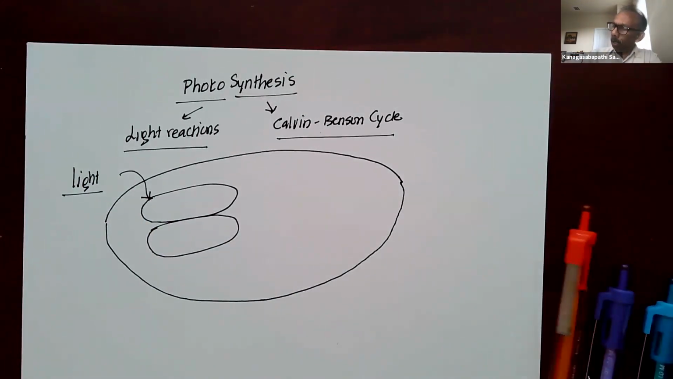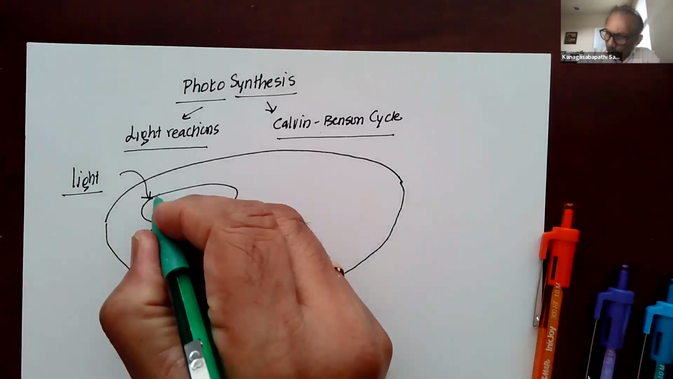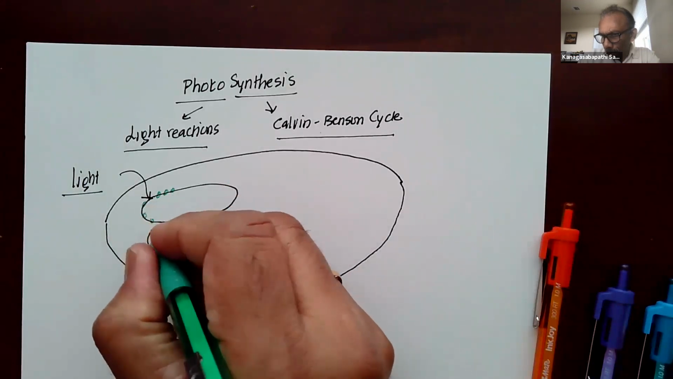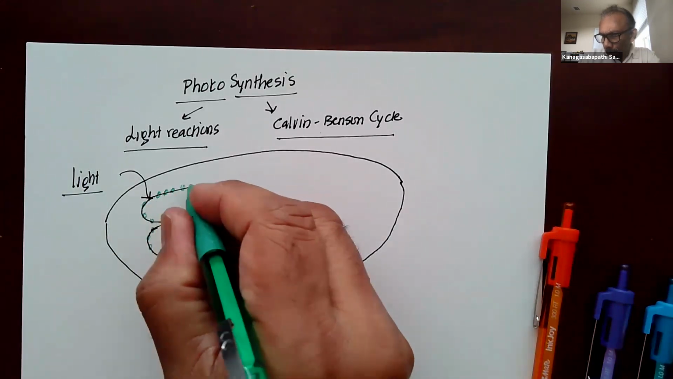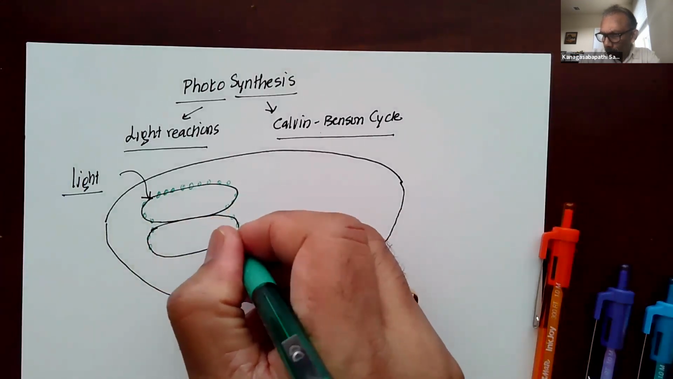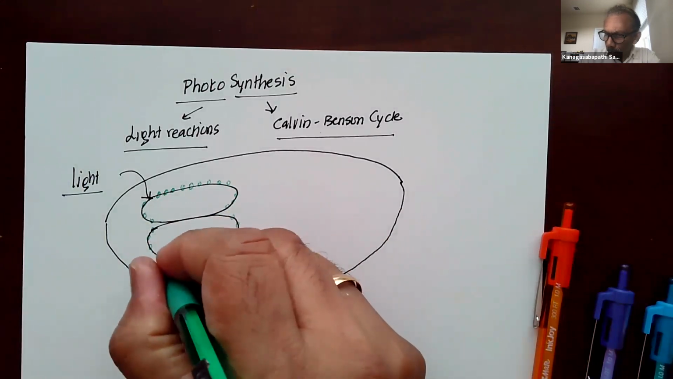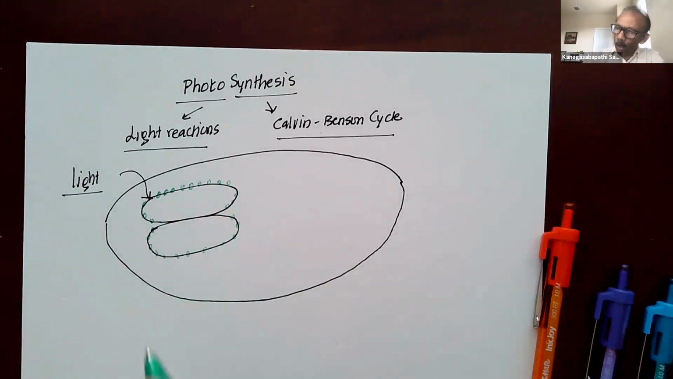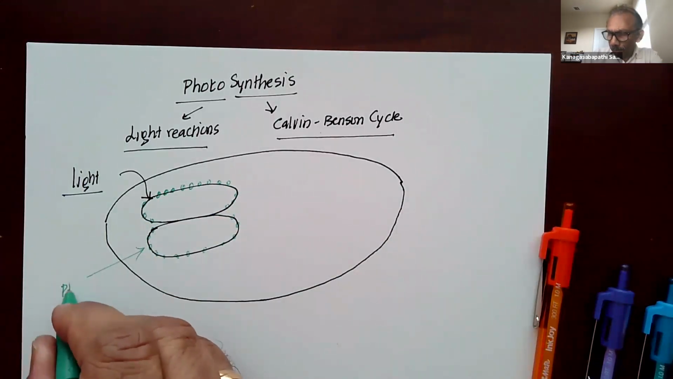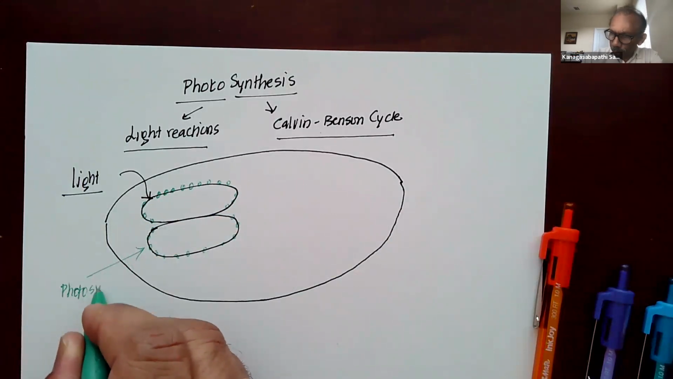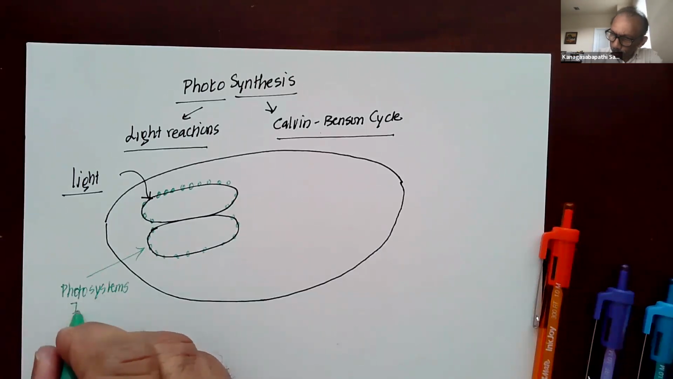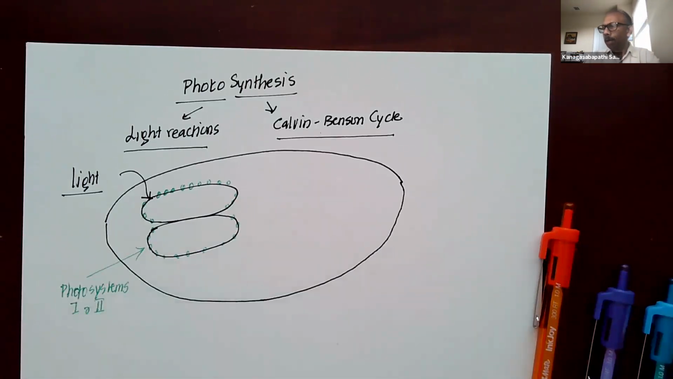And there are protein complexes called photosystems. They are located on the thylakoid membrane. Okay. So that is what is going to help. These photosystems, 1 and 2, are located on the thylakoid.